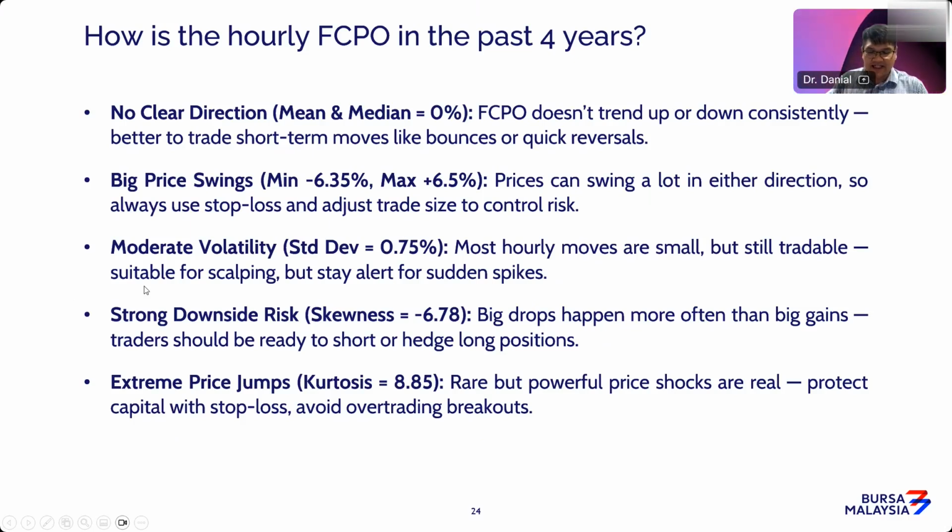Number 3, moderate volatility, 0.75, is not so much for us to think about. Most hourly moves are small but still tradable, suitable for scalping. But again, it's a futures market. Stay alert for sudden spikes. Strong downside risk, skewness negative 6.78. Big drops happen more often than big gains.